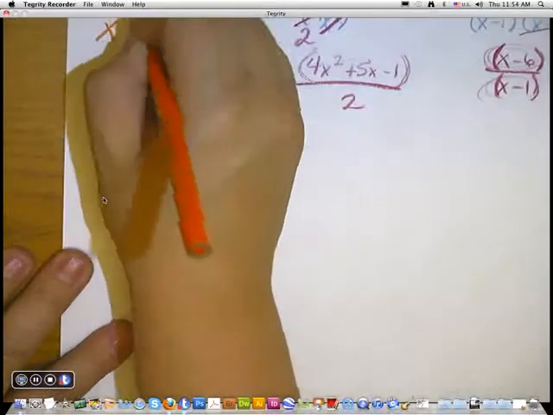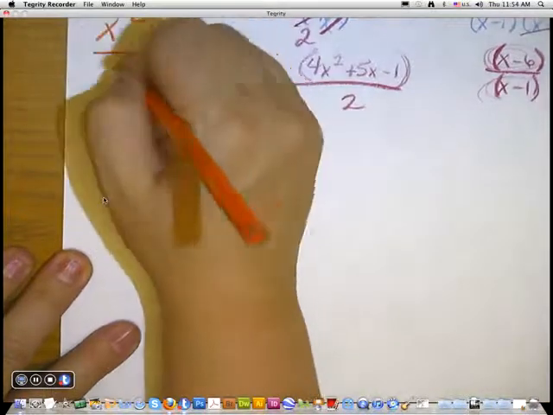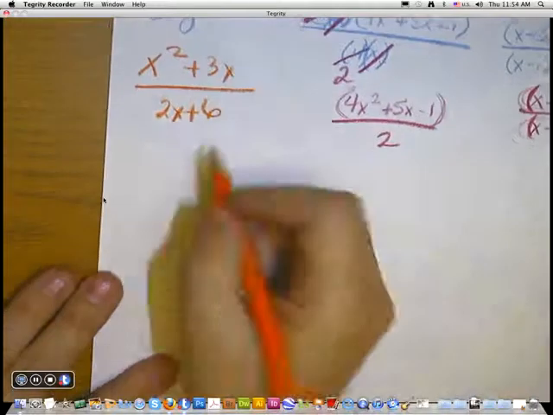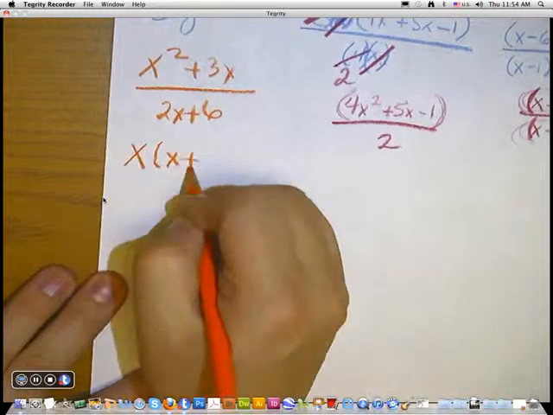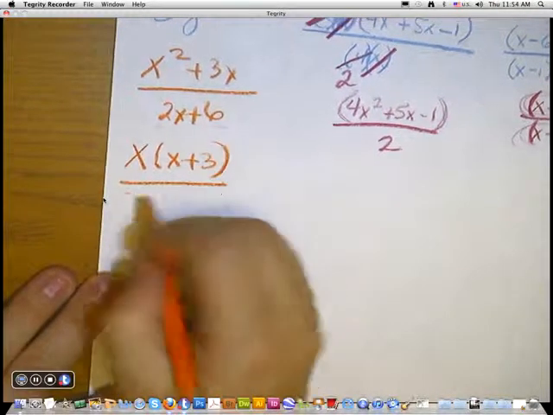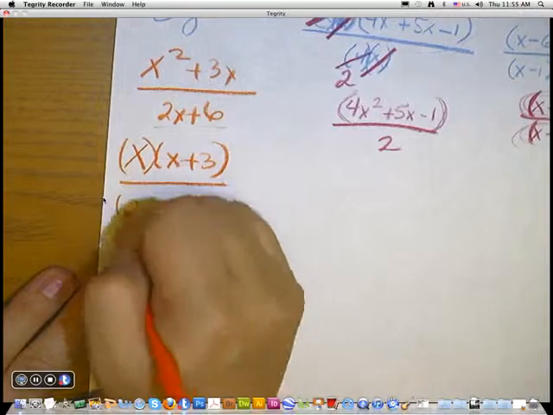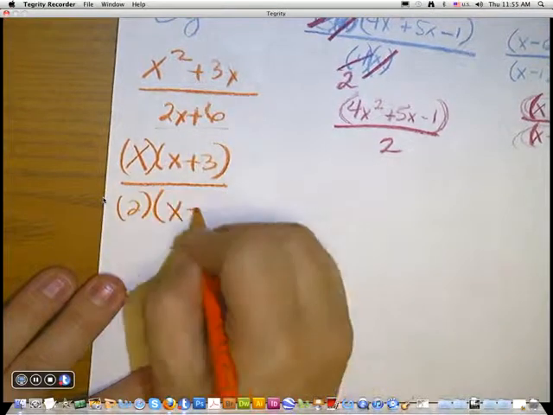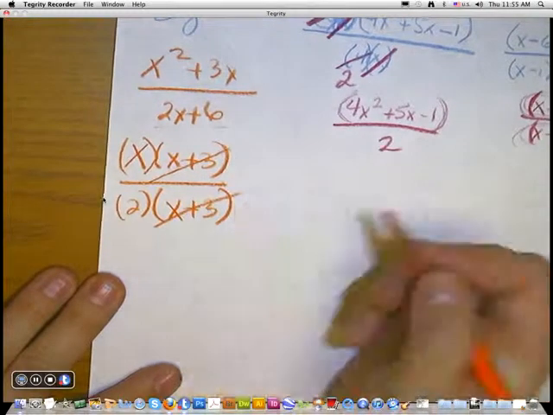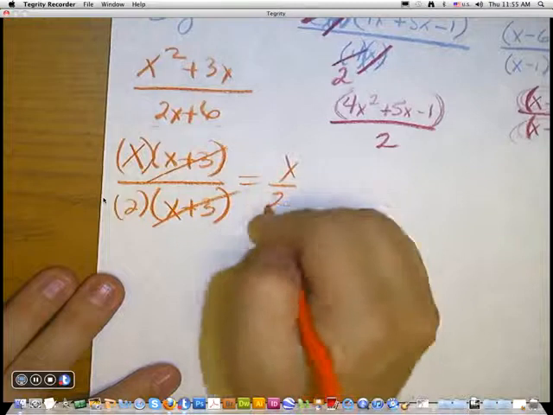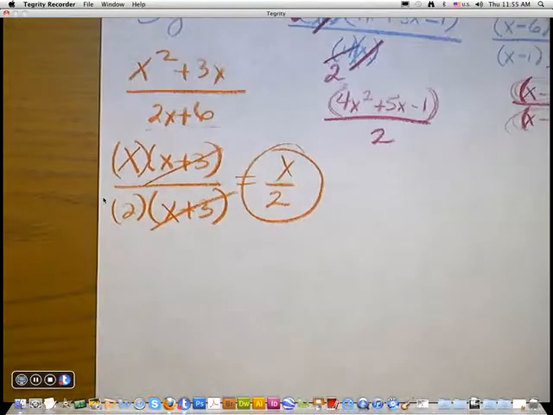Let's try one more. X squared plus 3x over 2x plus 6. We can get a common factor of x on top, so that's x plus 3. On the bottom, a GCF of 2. If I take that out, I get x plus 3. Now in parentheses, I have things alike. They get to go away. So my answer, x over 2. And that's set number 1, strictly simplifying and reducing things down.